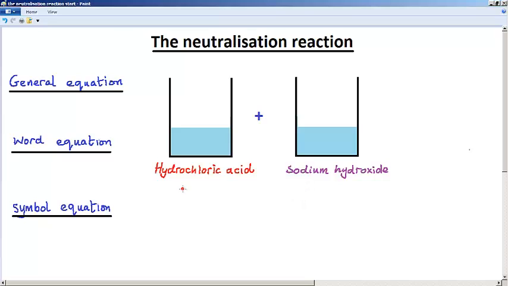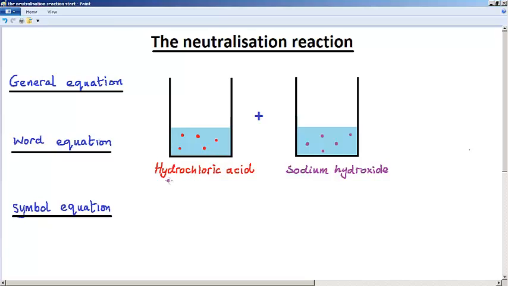Now we remember that acids in solution produce hydrogen ions, and we're going to represent these hydrogen ions using these red dots. Now in this beaker, the alkali, sodium hydroxide, produces hydroxide ions, which we'll represent with these purple dots. Okay, so we've got 5 hydrogen ions and 5 hydroxide ions, so we have equal concentrations of ions in each beaker.